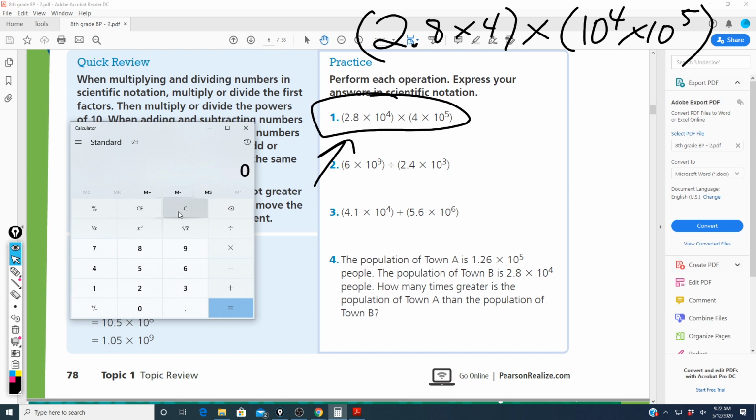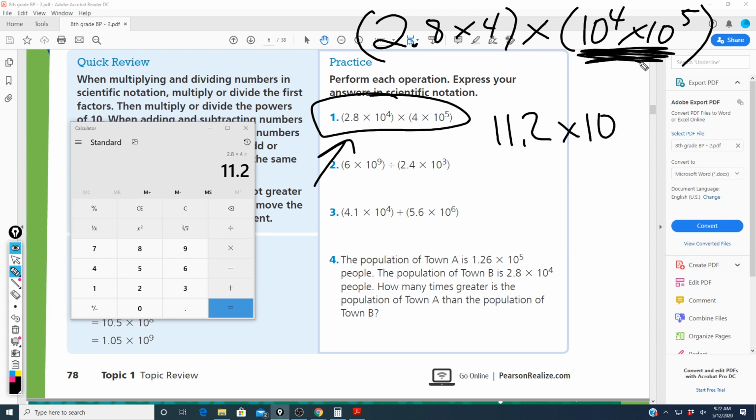If I take 2.8 times 4, it's going to give me 11.2. It's going to give me 11.2 times, and remember when we multiply two numbers with an exponent, we add the exponents. So we get 11.2 times 10 to the ninth. But we're not done yet.